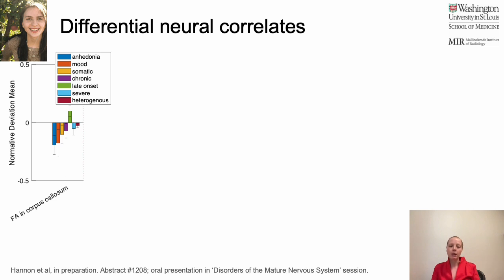And the other hypothesis that we had is that there might be different profiles of imaging-derived phenotypes, so different kinds of brain signatures in different groups with different clinical presentations of depression. And you can see that here as well. For example, the late onset group actually has a positive normative deviation compared to the healthy population, whereas all of the other groups have a negative deviation.